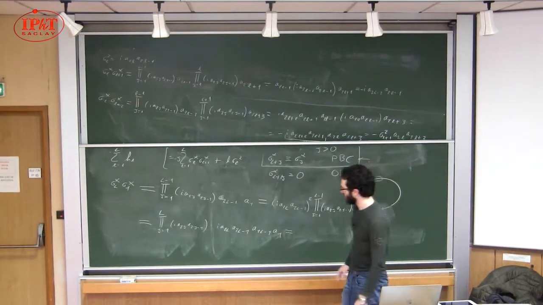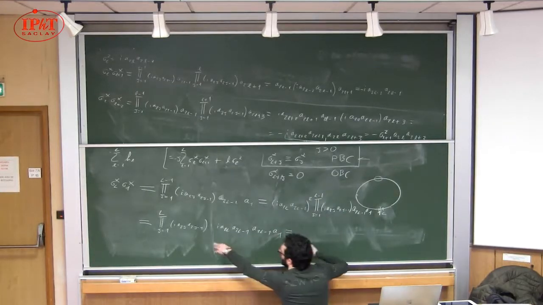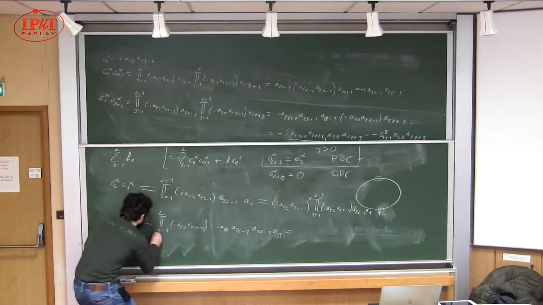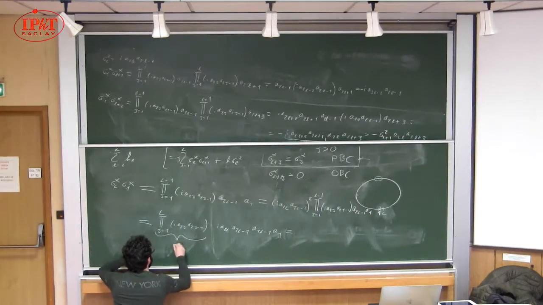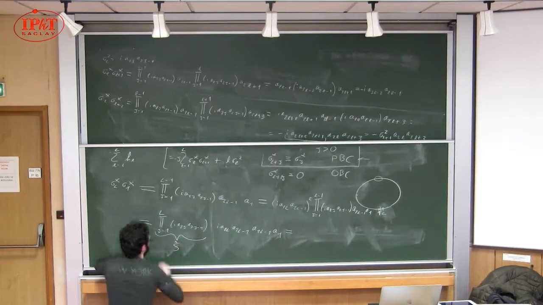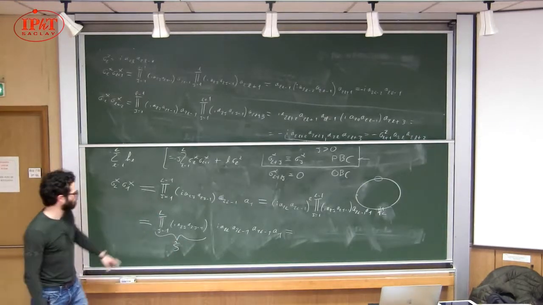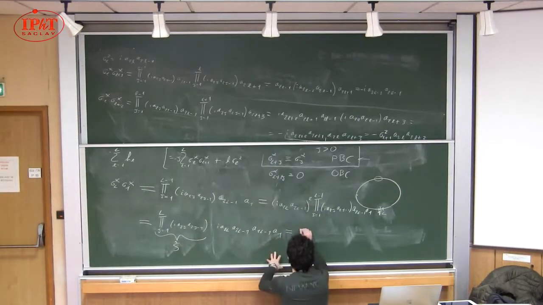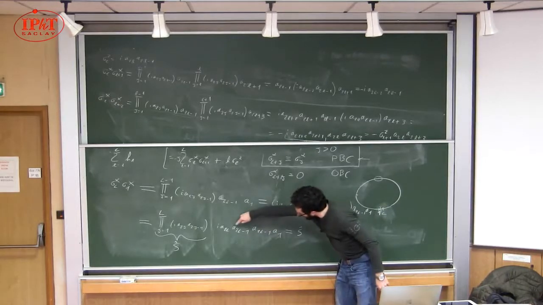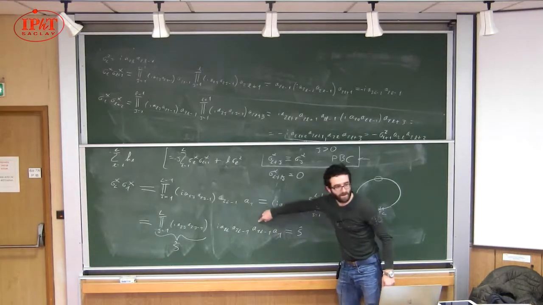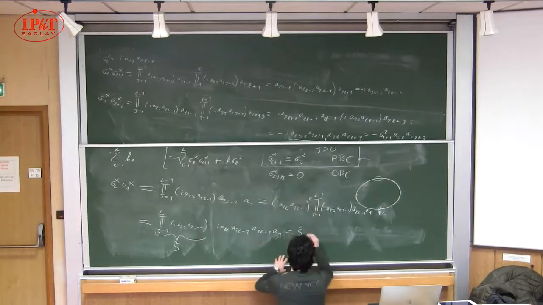Okay? This is equal to this. Let's give a name to this. We can call it, for example, S. So this is equal to S. Now, I'm using that the square of the Majorana fermions is 1. So this is equal to i a_{2L} a_1.